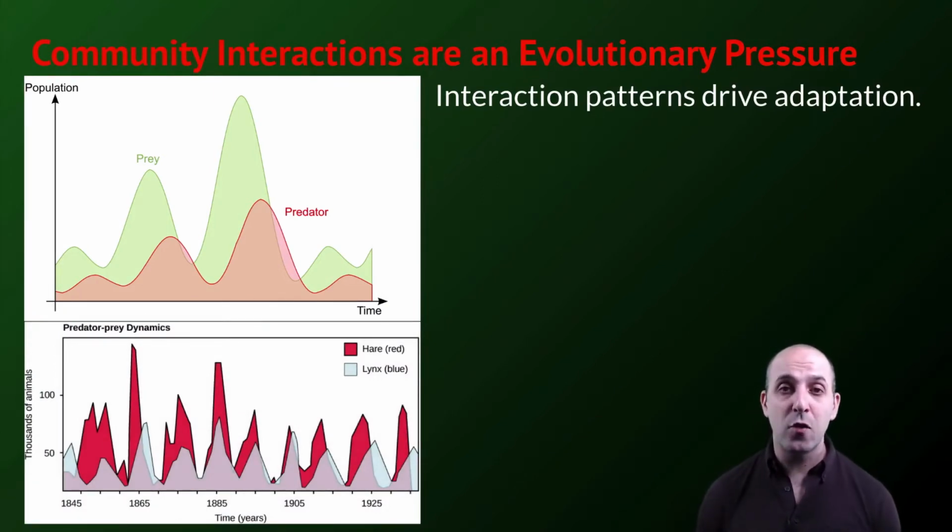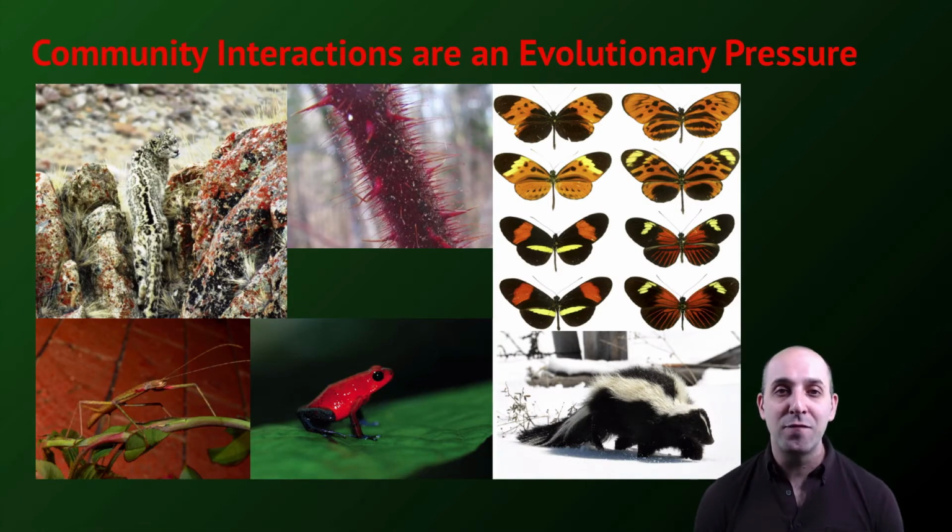A classic interaction pattern are predator-prey relationships. The ability to go out and catch prey is a major determinant of predator fitness, and the ability to avoid being eaten is a major determinant of prey fitness. The adaptations that result from interaction patterns take many different forms. I've spotlighted a few of them here.